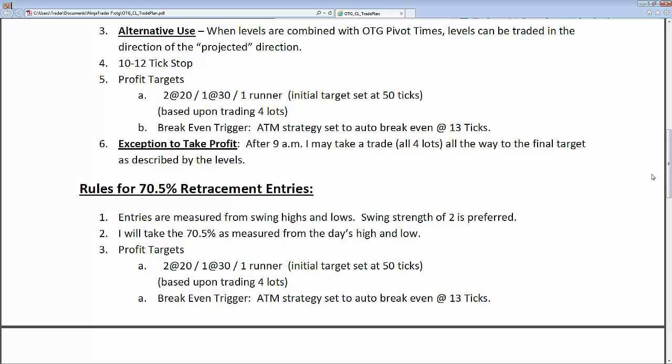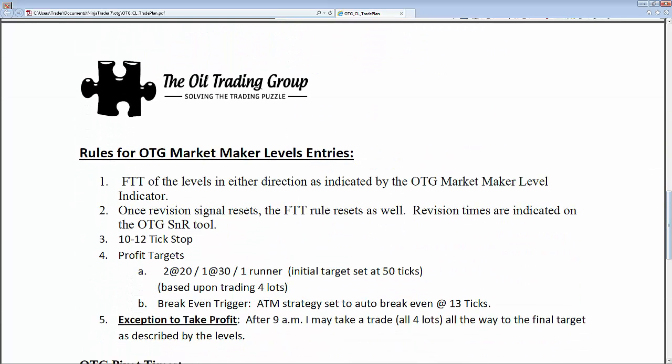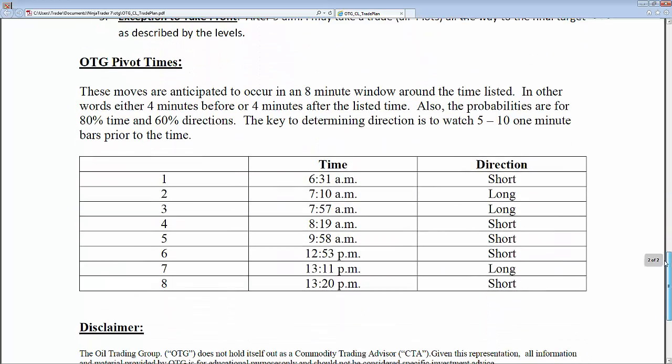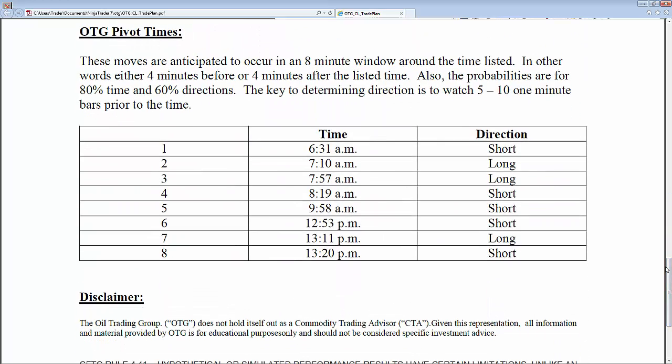You've heard me talk about the 70.5 retracement. Obviously, we have our market maker levels, and you know about all of these. The other thing we do is publish on a daily basis, prior to the market opening, this trade plan with the OTG pivot times. These are the times of day that we think the market is going to make a pivot or a turn. What we then use these for is to line them up with our support and resistance levels to get into entries.